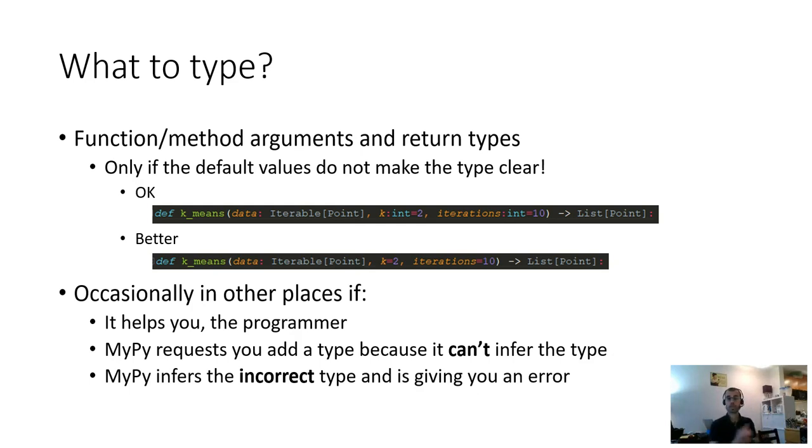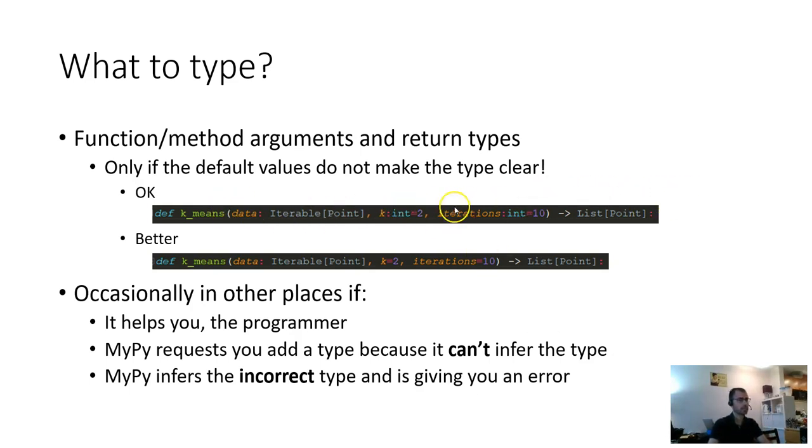Now, what should you add types to? Obviously, a downside of types is it's making your code more verbose. An upside is the documentation and the automatic checking. So we want to add as few types as we need to have clarity for ourselves and for the type checker, basically.